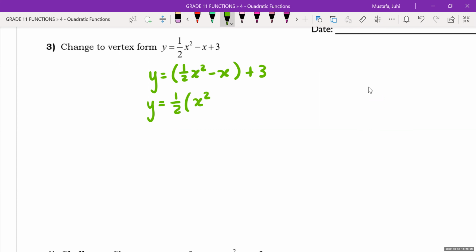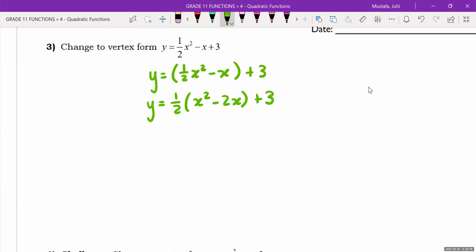Now, remember, we did this when we were doing our transformation. So you guys are somewhat familiar with this. A half times x squared gives you a half x squared. A half times what is going to give you a negative 1? Good job. So this is going to be negative 2x plus 3.